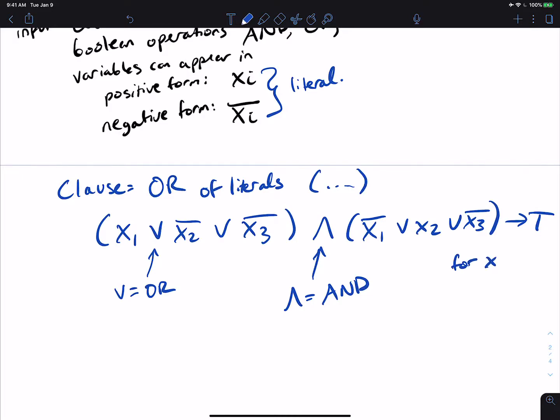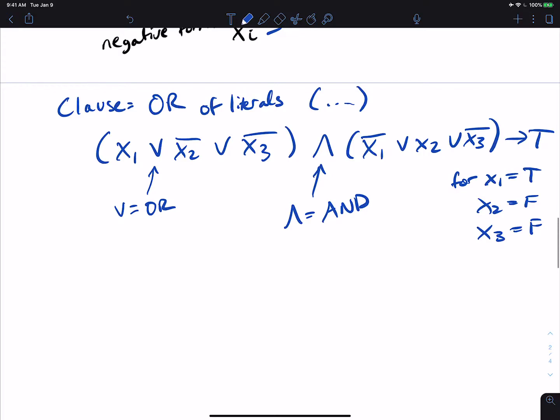So for x1 equal to true, x2 to be false, x3 to be also false. So setting x1 to be true, x2 to be false, x3 to be false makes the formula evaluate to true. And what is this thing? The whole thing is a formula, is literally just an and of clauses. So the formulas that we'll be talking about here are just ors of literals, and those form clauses, and the entire formula is just an and of clauses.